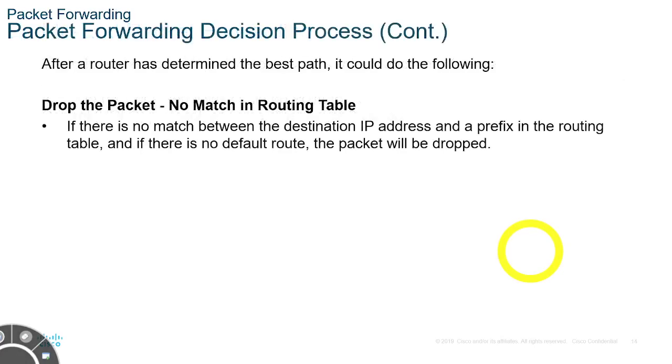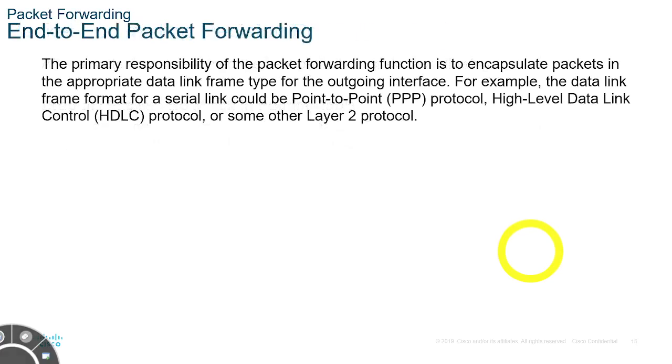Okay, packet forwarding decision process continued. If there is no match at all, and it doesn't have a default route, the router will drop this packet. If it doesn't find a match between the destination IP address of the packet and the route entries within the routing table, and there is no defined default route, the packet will be dropped in this situation.